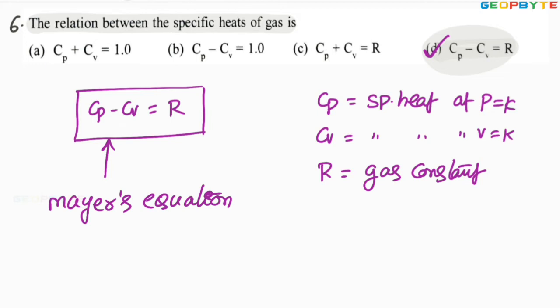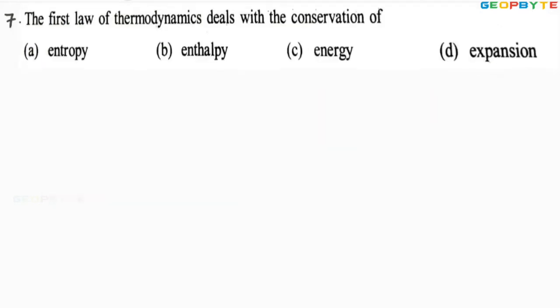Let us take another problem. Look at the next problem. The first law of thermodynamics deals with the conservation of energy. First law is talking about the law of conservation of energy, whereas second law is talking about the law of degradation of energy. So the concept of law of conservation of energy was given by the first law of thermodynamics. Let me write it. First law of thermodynamics.